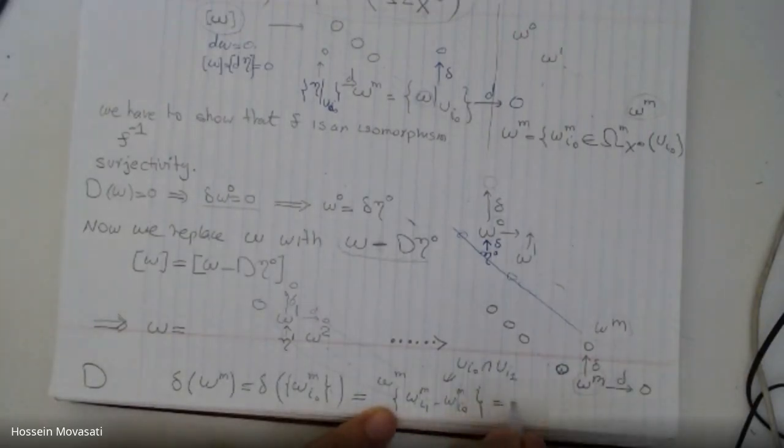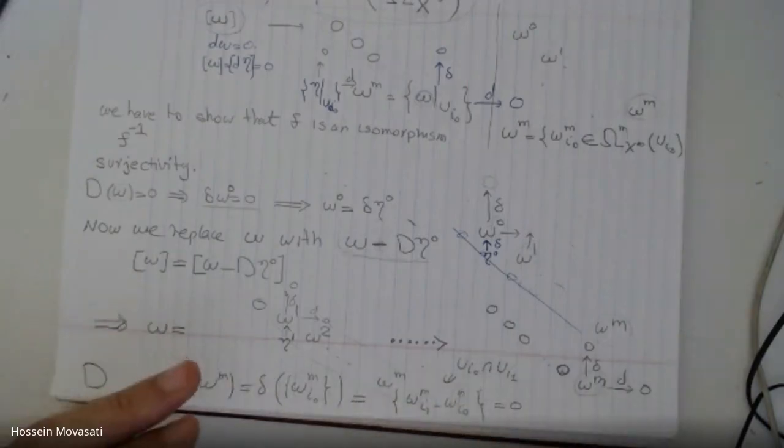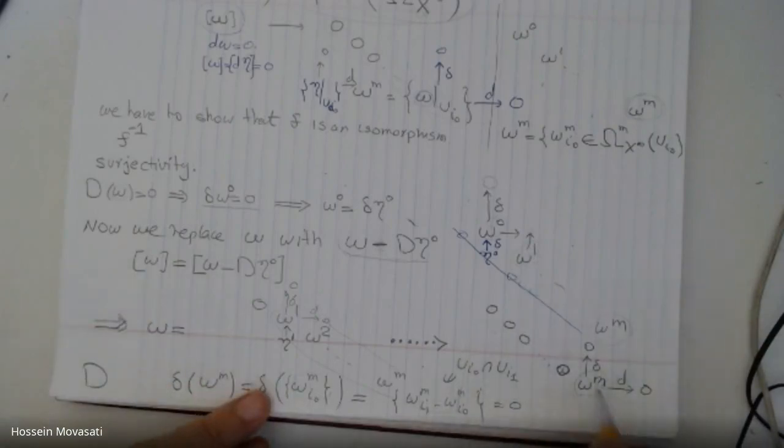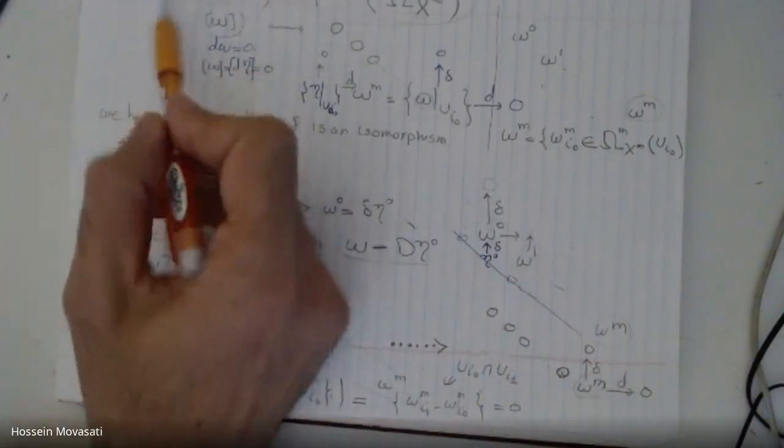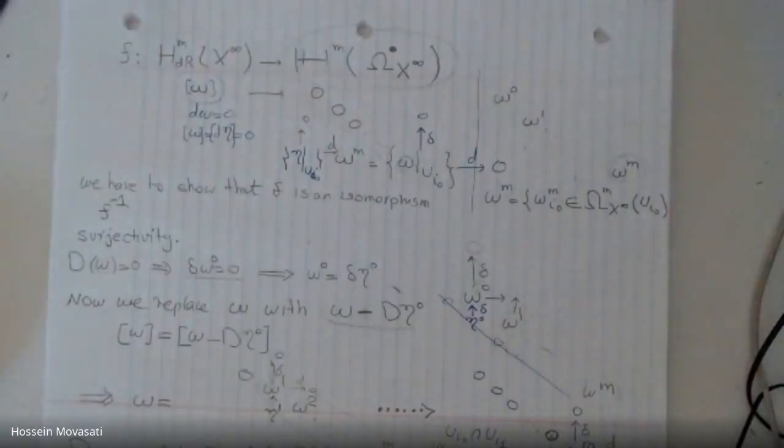So this means that this is 0. This means that I have a collection of differential forms in the open sets U_I0 such that in the intersection they coincide. So this means that they come from a global differential form, and its d is equal to 0. So I have a global closed differential form, and this will be exactly the candidate that we were looking for. So it's a simple proof, and the same way you can verify that it is injective.